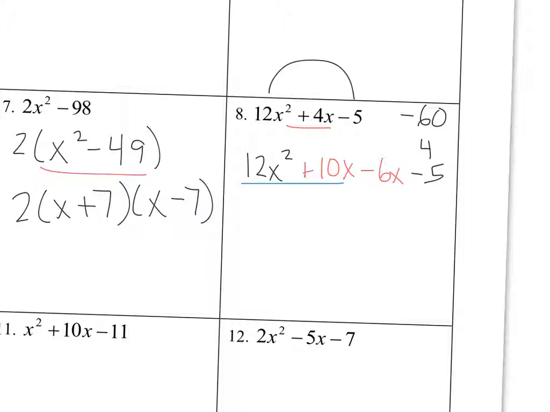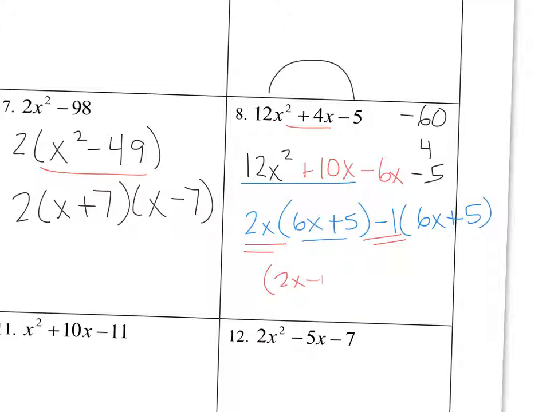So now I'm going to group this, and this is going to be 2x times 6x plus 5. Copy 6x plus 5 over here. I need to work backwards and think about what I can multiply 6x plus 5 by to get negative 6x minus 5. It's negative 1. So then I can put these two together and do 2x minus 1. And my remaining binomial is 6x plus 5.